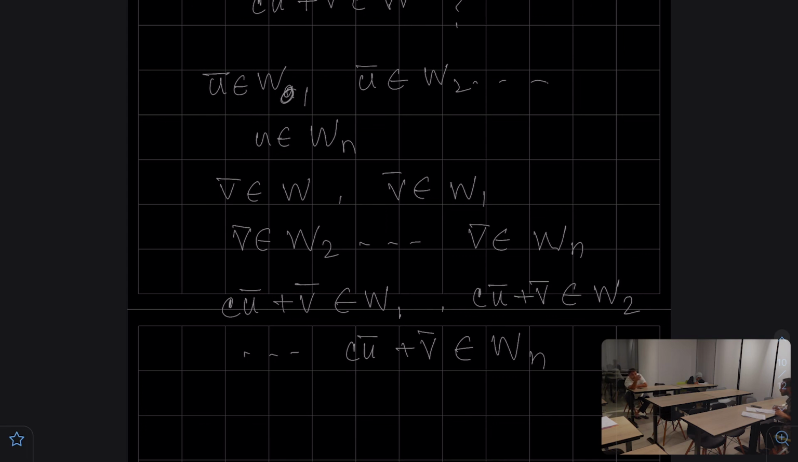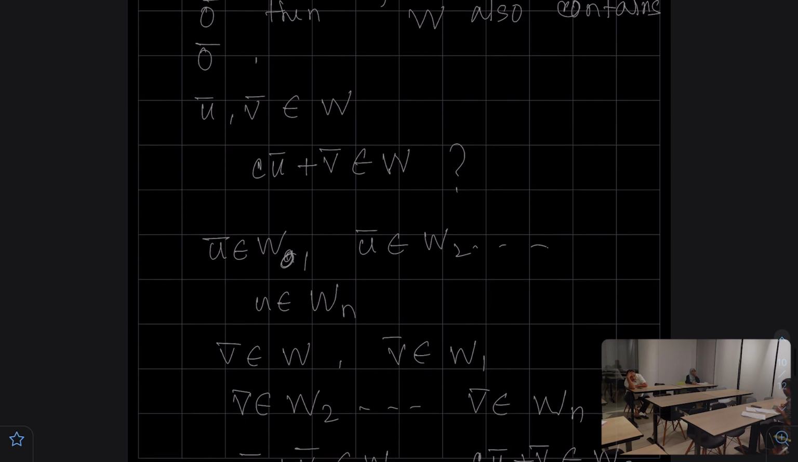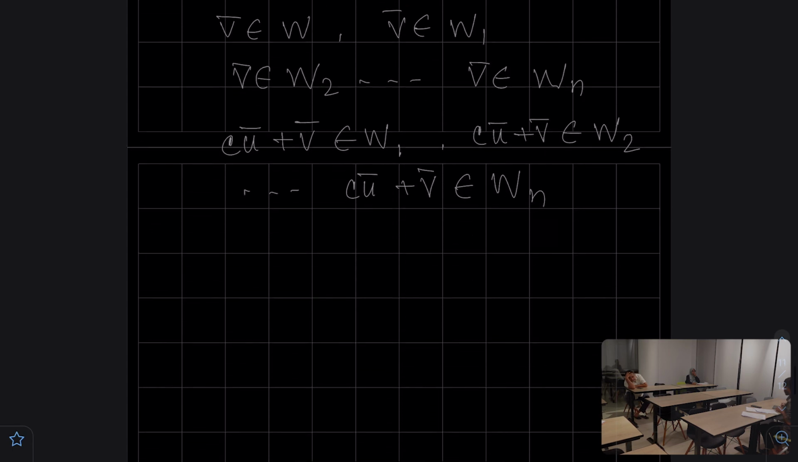So this way you prove that the vector cu plus v is in W, right? And we already showed in our previous theorem that when cu plus v belongs to W, that means W is a subspace of the original vector space. So that means the arbitrary intersection of subspaces is also a subspace of the original vector space. Okay.